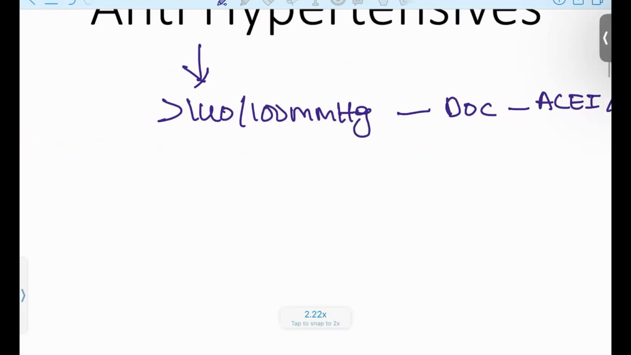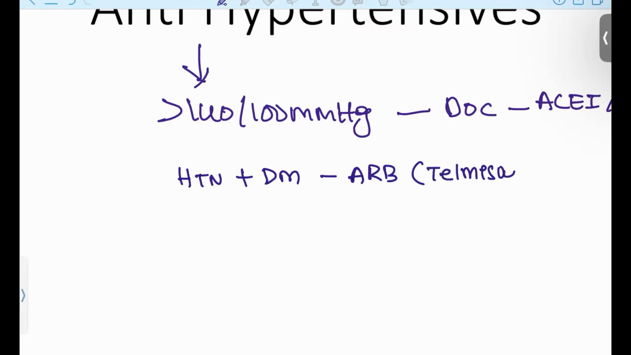Let's say the patient has hypertension along with some comorbidities. For example, the patient has diabetes mellitus. Then you can start this patient on ARB drugs. What are those? Telmisartan is one of the best drugs because telmisartan works as a PPAR gamma agonist. So it will decrease the hypertension and it will also be very beneficial for patients with diabetes mellitus, and for patients with hypertension with osteoporosis.